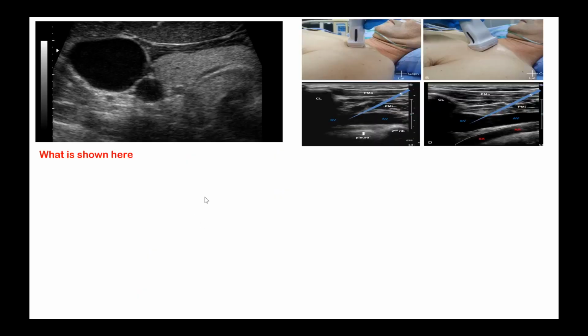What is shown in these 2 pictures? One on the left and one on the right.